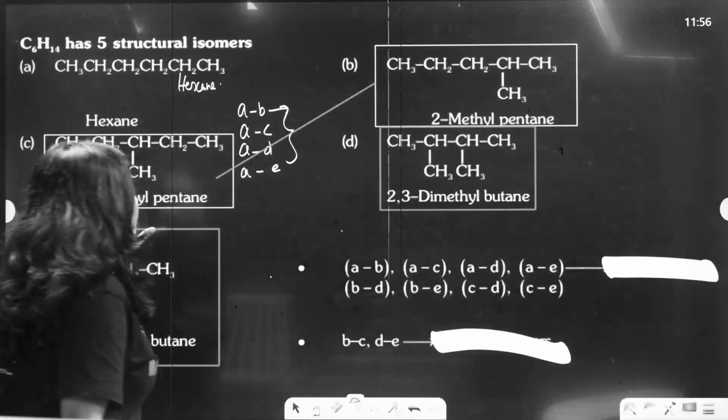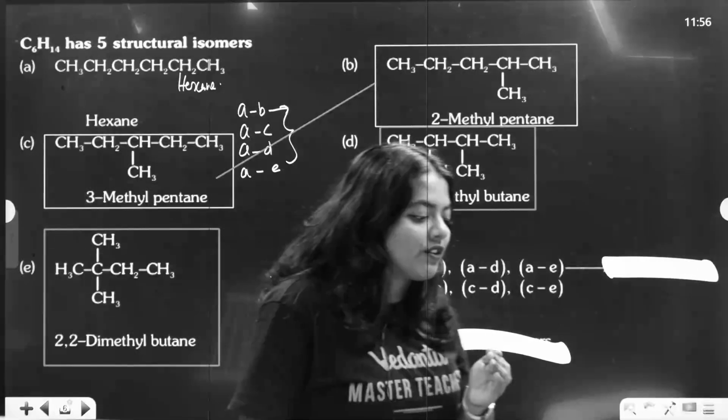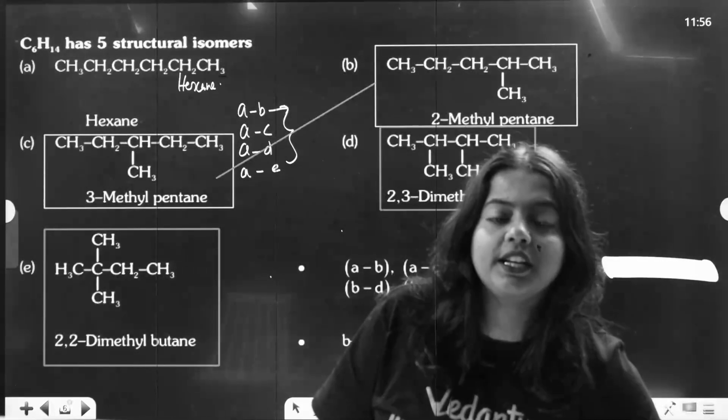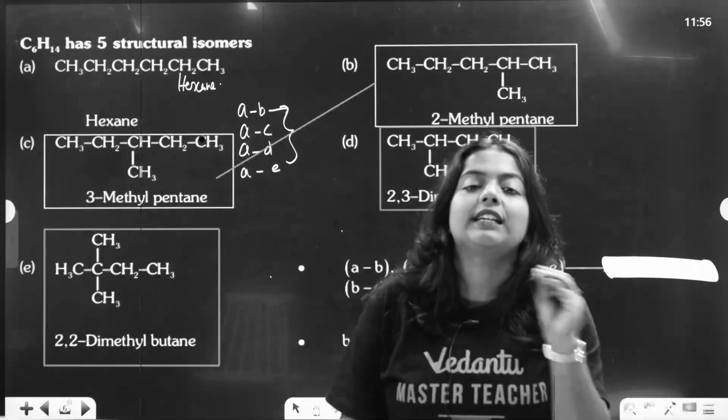But when we look here, it becomes 3-methyl pentane, which means there is a branch, and the branch is actually changing. Am I right? The branch is actually changing, which means that is an example of what, my dear students?